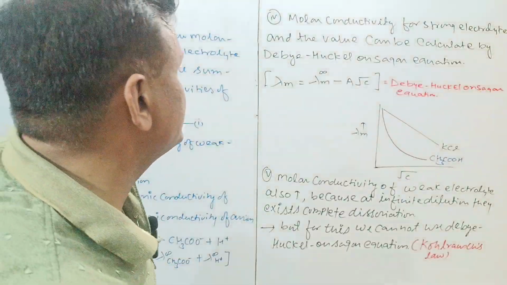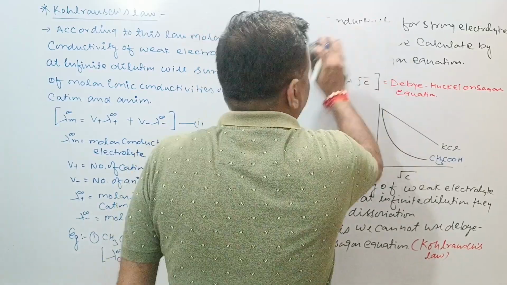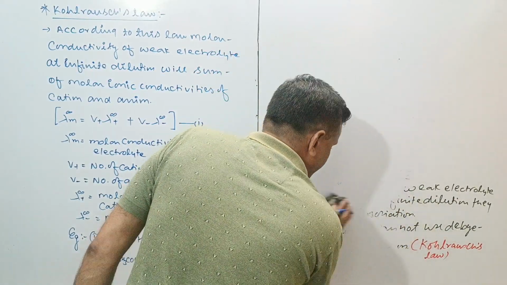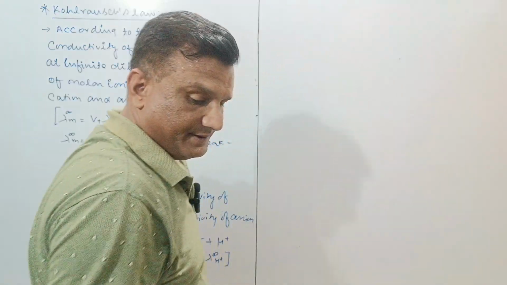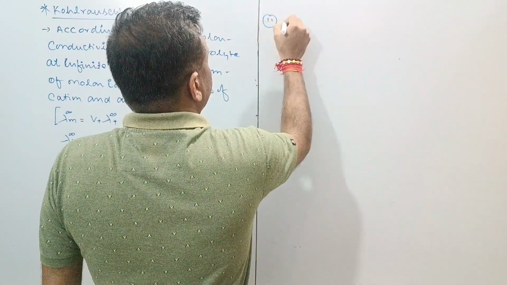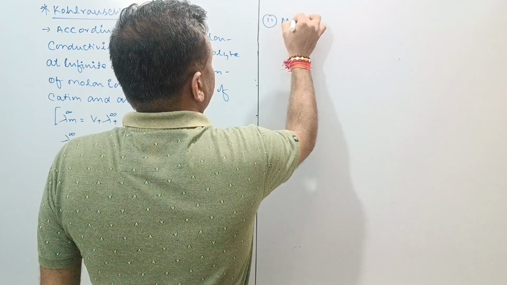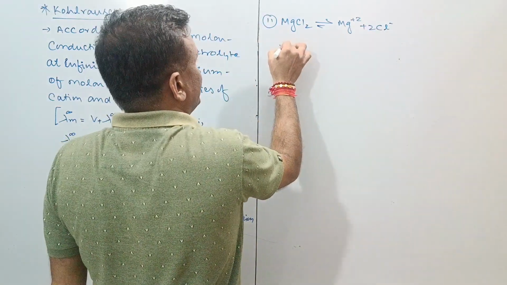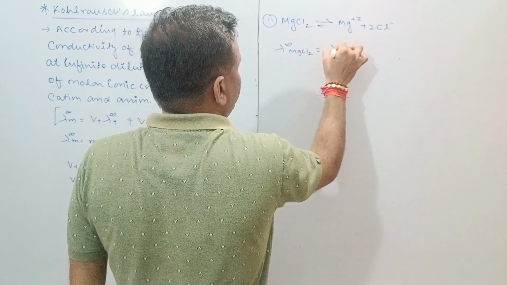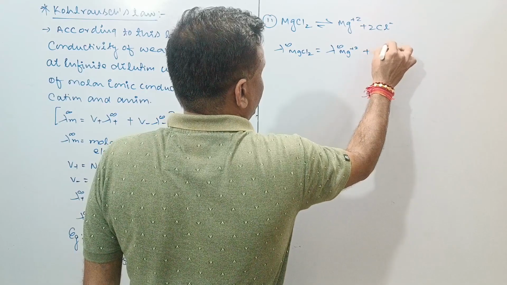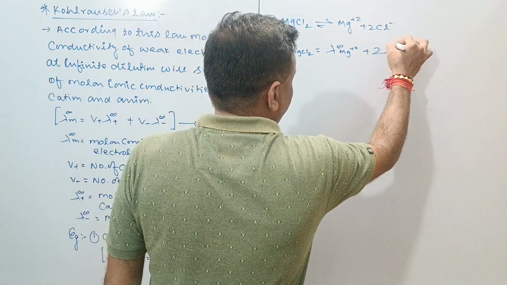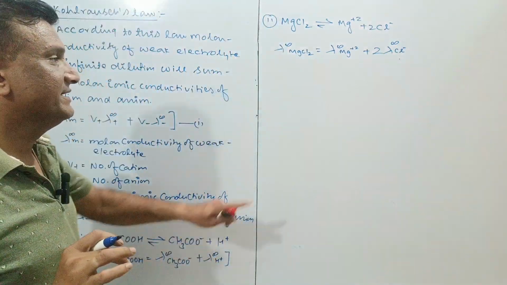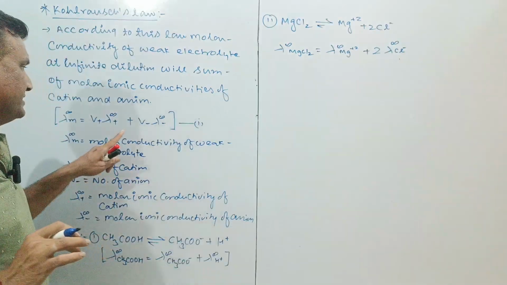Suppose there is MgCl2 as an electrolyte, an important example, then what will be? It dissociates into Mg plus 2 and 2 of Cl minus. So here lambda infinite of MgCl2 will equal lambda infinite of Mg plus 2 plus 2 lambda infinite of Cl minus. You can see here the number of anions is 2, regarding here the v minus.